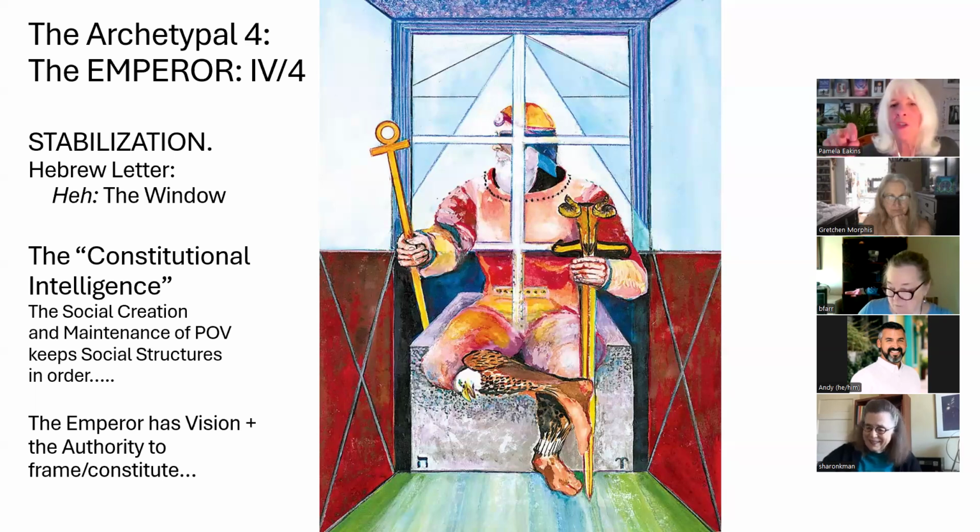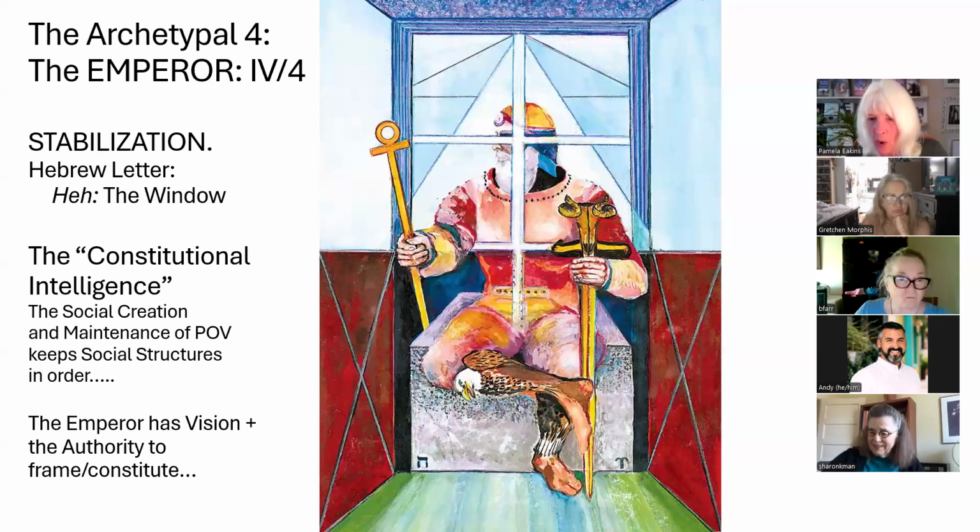Okay, so we want to be that emperor in our own lives. That's what we want. We want to be able to create our own point of view, and we want to be able to work with that, frame that, see in the way we want to see, and then create from that position, looking through our window and ourselves as the constituting intelligence.